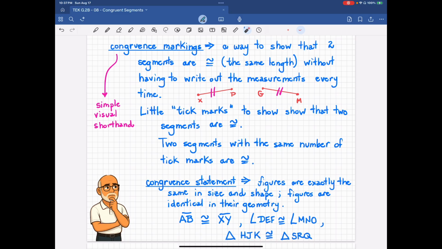What makes this a congruence statement is we have the geometric drawings on the left and the right, but in the middle we have our congruence symbol, telling us what is congruent to what.